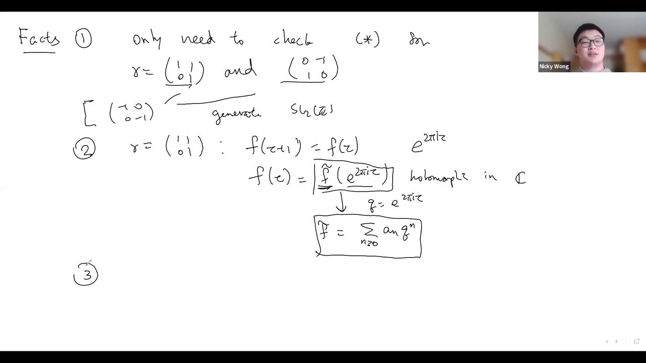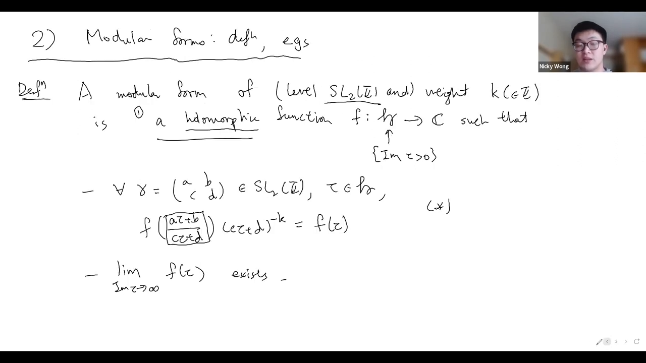And the third part is, let's assume k is at least 4. And basically we will from now on only consider k positive. So we want to look at the space of modular forms. So I will write Mk. This is, first of all, a vector space over C.